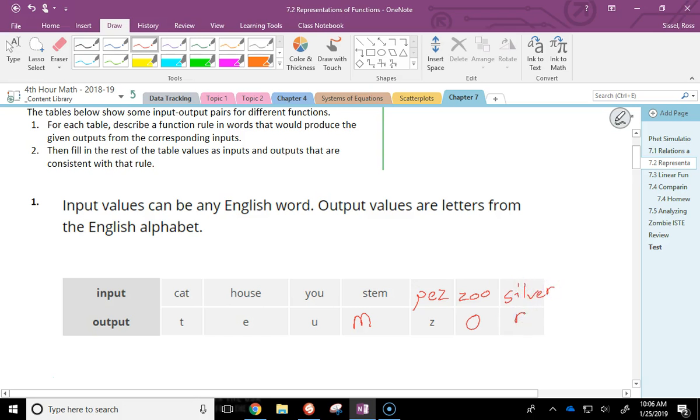Okay, for my Starbucks point, who can tell me what is going to be my rule? Okay? So we would say output, let's write this down, is last letter of input. So whenever I put in the input, my output would be the last letter.